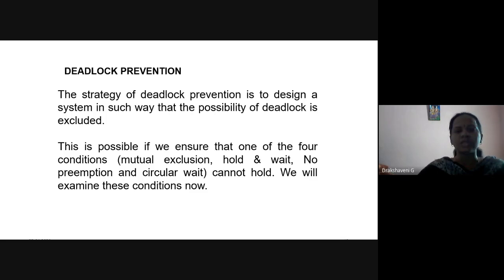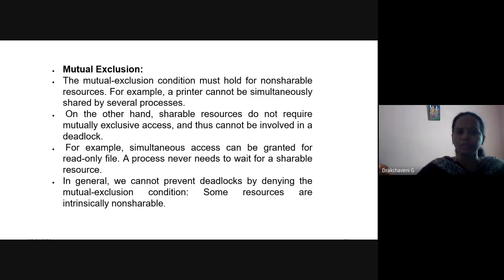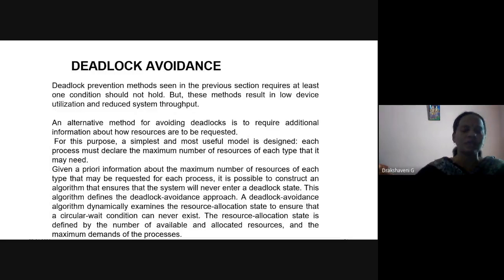So the first one is deadlock prevention. How to prevent this? When four characteristics, that is mutual exclusion, hold and wait, no pre-emption, and circular wait, you see to it that one of these will not happen, then automatically the deadlock will not happen. That's what we have seen. Next, we move on to deadlock avoidance.